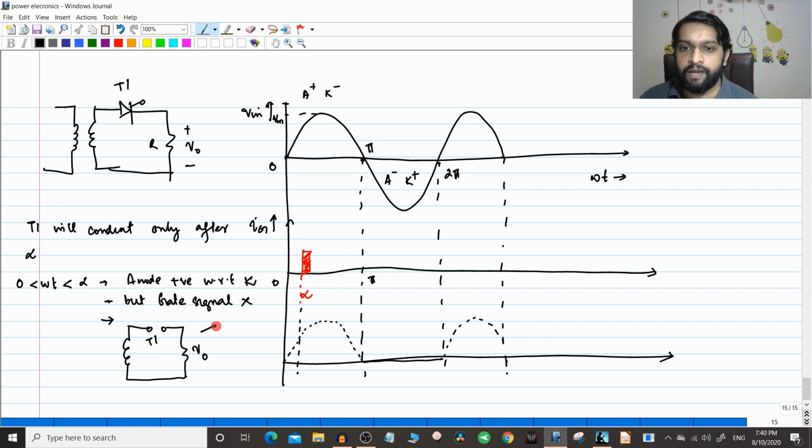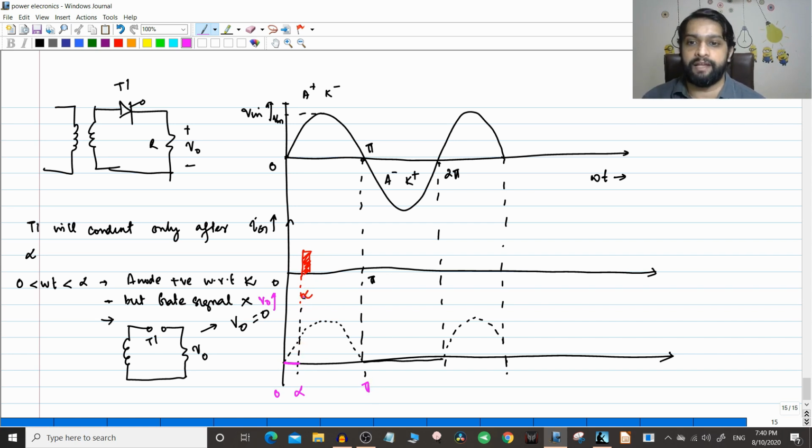So what will be the V0 value? The V0 value will be equal to 0. That means from 0 to alpha, V0 will be equal to 0. So this is the V0 graph, and this is the basic idea here. This is 0, alpha, pi.